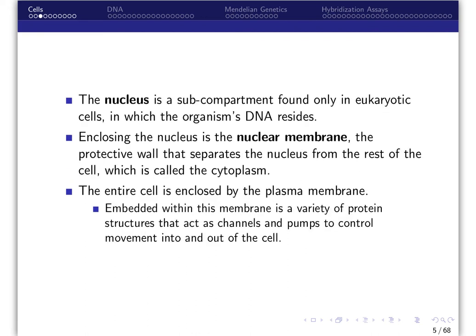The nucleus is a subcompartment found only in eukaryotic cells, in which the organism's DNA resides. Enclosing the nucleus is the nuclear membrane, the protective wall that separates the nucleus from the rest of the cell, which is called the cytoplasm. The entire cell is enclosed by the plasma membrane. Embedded within this membrane is a variety of protein structures that acts as channels and pumps to control movement into and out of the cell.